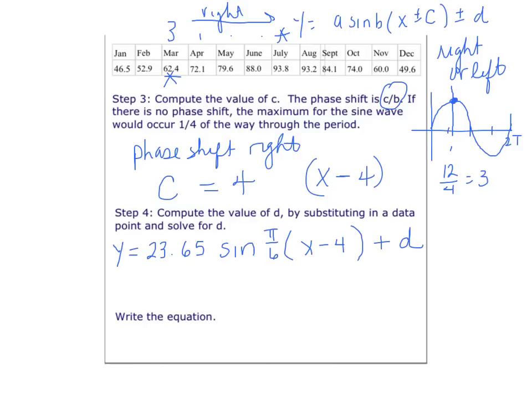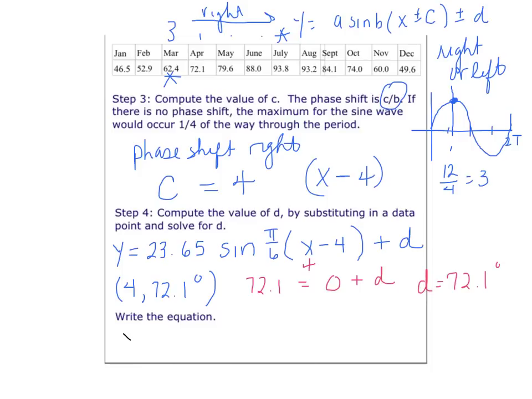Okay, so pick a data point. I think I picked April. April is 4 and 72.1, but obviously you could pick any point. So I'm going to put a 4 in. The reason I picked April was because when I put a 4 in here, 4 minus 4 is 0. So that makes it really easy. So I would have 72.1 equals 0 plus D, and so D would be 72.1. And so that's why I picked it. But you could pick something else. It'll just be more difficult mathematically.